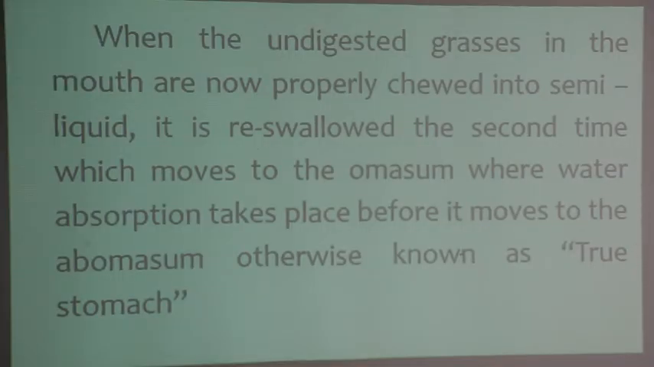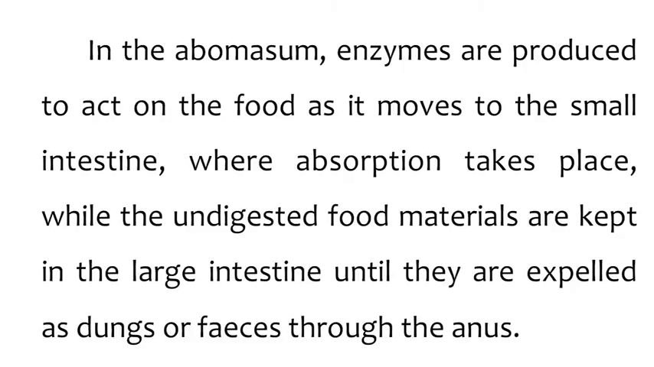When the undigested grasses in the mouth are properly chewed into semi-liquid, it is re-swallowed the second time, which moves to the omasum, where water absorption takes place, before it moves to the abomasum, otherwise known as the true stomach. In the abomasum, enzymes are produced to act on the food as it moves to the small intestine, where absorption takes place, with the undigested food materials kept in the large intestine until they are expelled as dung or feces through the anus.